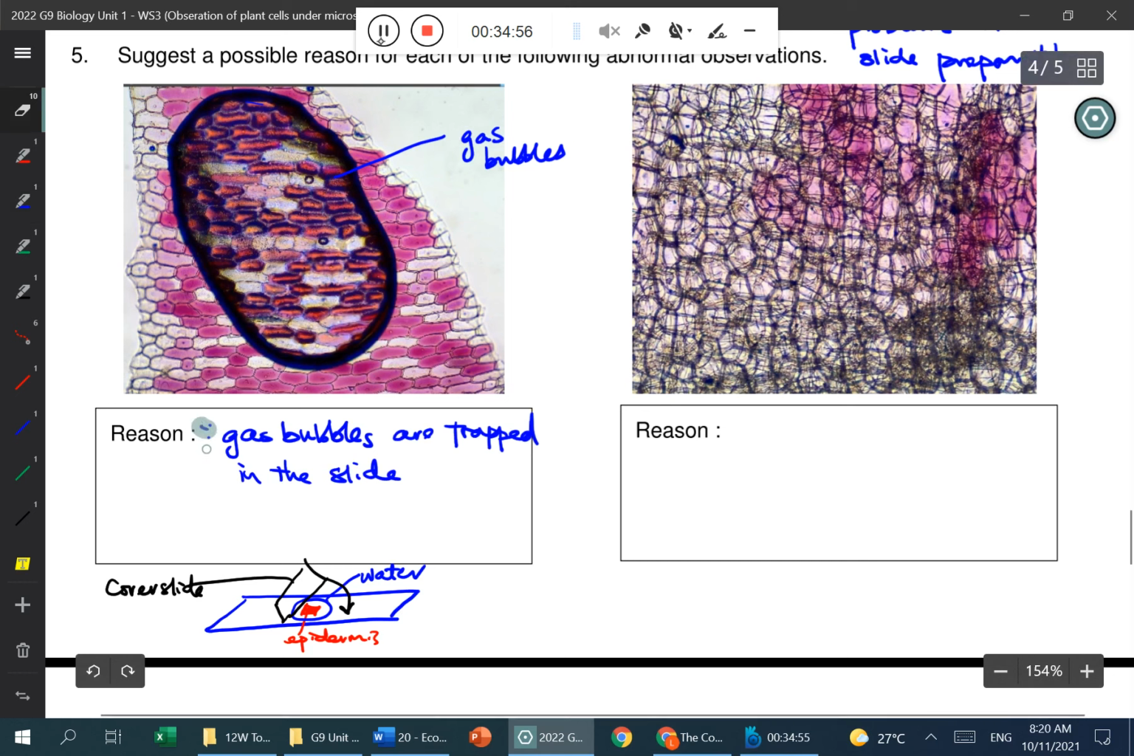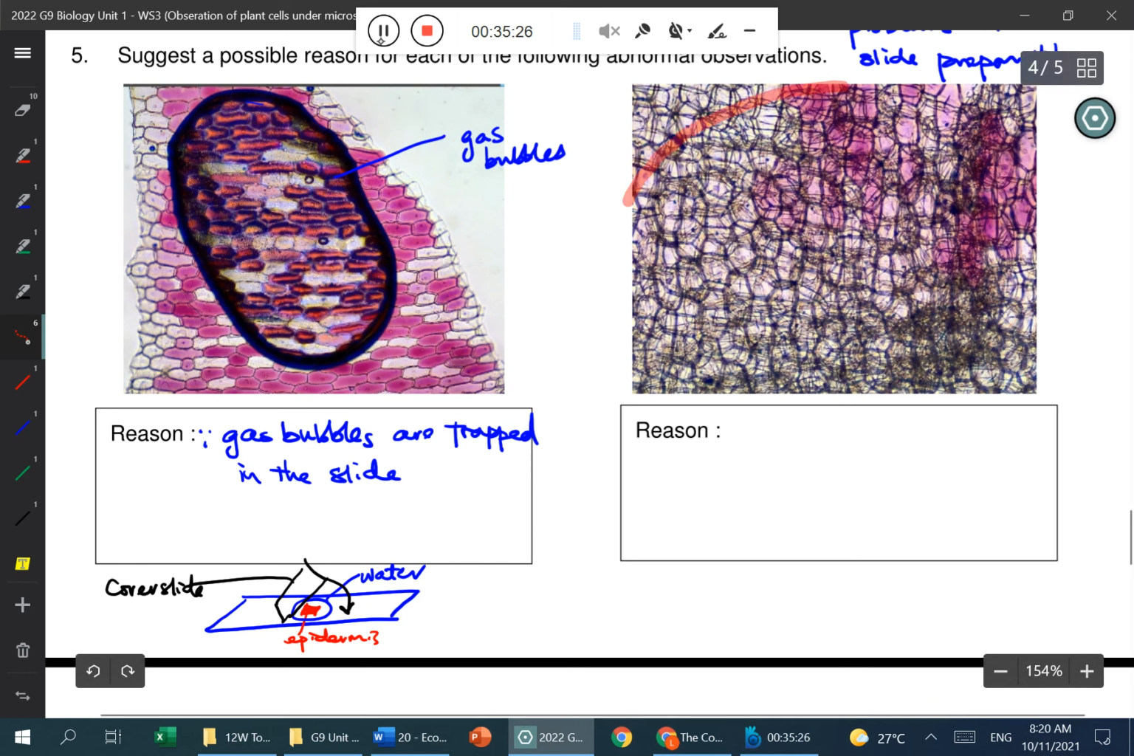So how can you avoid this trouble? You can avoid this trouble by lowering the slide very slowly so that you allow the gases to go away before the slide is covered, and not trap any air inside the water. So this is a very common situation when preparing the slide.